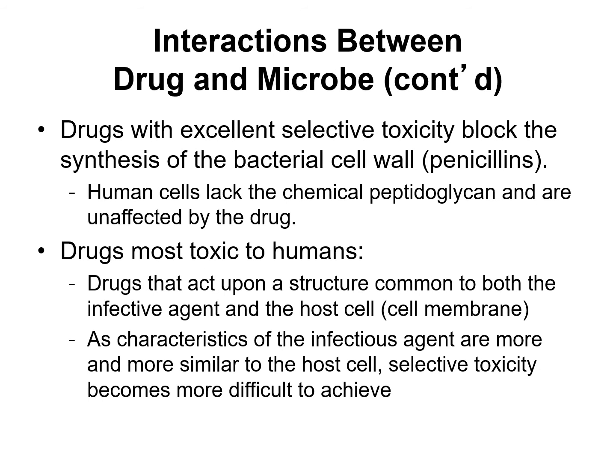So, drugs with excellent selective toxicity block the synthesis of the bacterial cell wall, and these are drugs in the class of penicillins. Humans lack the chemical peptidoglycan, and so we're unaffected by drugs like penicillins that are going to selectively be toxic to that wall. Drugs most toxic to humans are drugs that act on similar structures that are common to our host cells and to infective agents, like the cell membrane, because our cells do have membranes. As characteristics of the infectious agent are more and more similar to the host cell, selective toxicity becomes a lot more difficult to achieve.